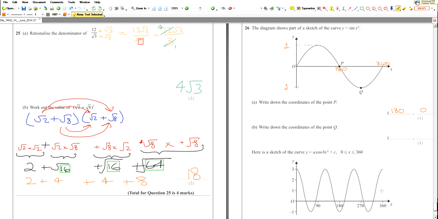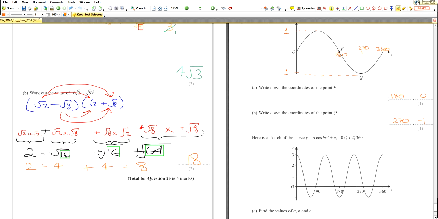Now let's have a look at the next point. Work out the coordinates of Q. If that's 180, halfway between 180 and 360 will give you a value of 270. Because think about it, we are going up in 90s. That's 90, add another 90, add another 90, add another 90. That gives you 360 altogether. So the value of Q will be 270 along the x and down to the minimum value, which is minus 1.